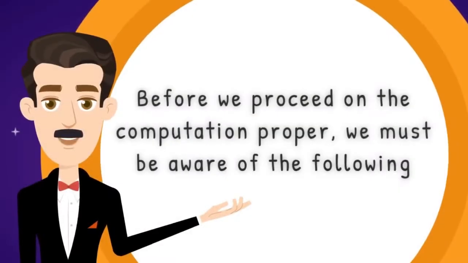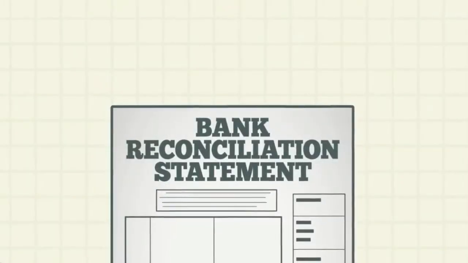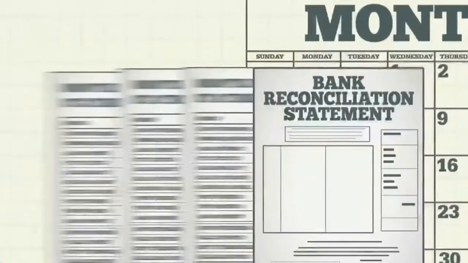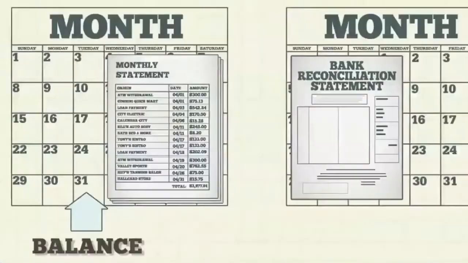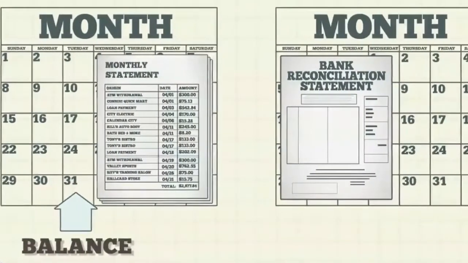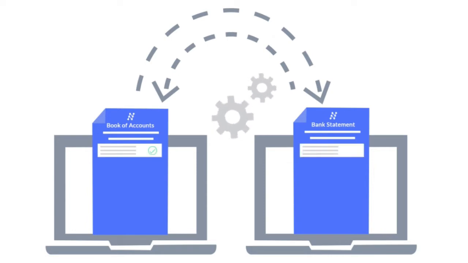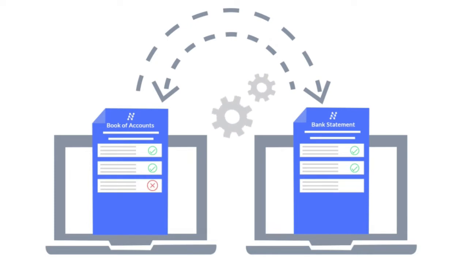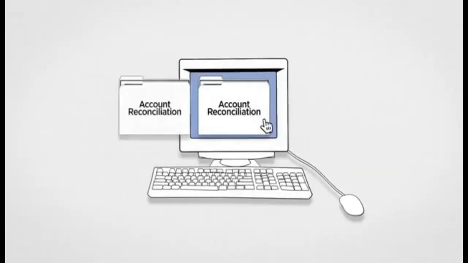Before we proceed on the computation proper, we must be aware of the following. To reconcile a bank statement, the account balance reported by the bank is compared to the general ledger of a business. Next, businesses maintain a cash book to record both bank transactions as well as cash transactions. The cash column in the cash book shows the available cash, while the bank column shows the cash at the bank. Similarly, the bank also keeps an account for every customer. In the bank books, the deposits are recorded on the credit side, while the withdrawals are recorded on the debit side. The bank sends the account statement to its customers every month or at regular intervals.